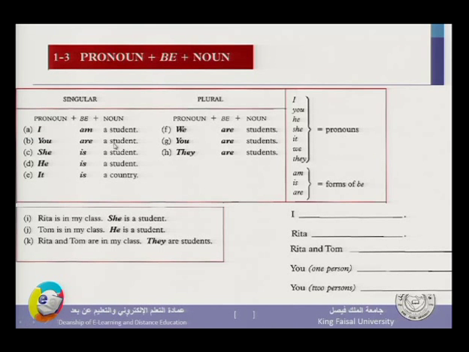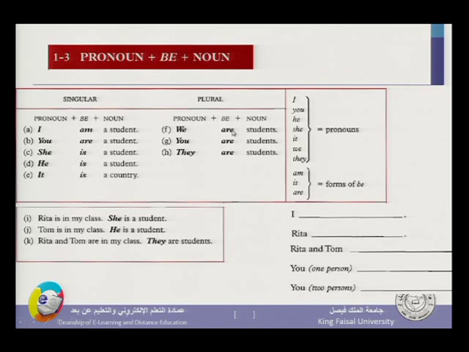Okay, as you notice here, after each pronoun of these, we use a different form of the verb to be. This is fixed. So with I, we use am. So I am a student. If I want to talk about you as singular, I say you are a student. She is a student. He is a student. It is, can I say a student? No, because it is used for animals and things, right? So it is a country, right? We are students. Remember, here we are talking about the plural now.